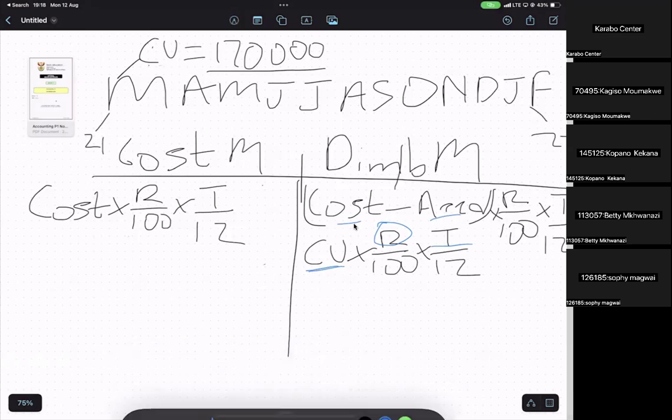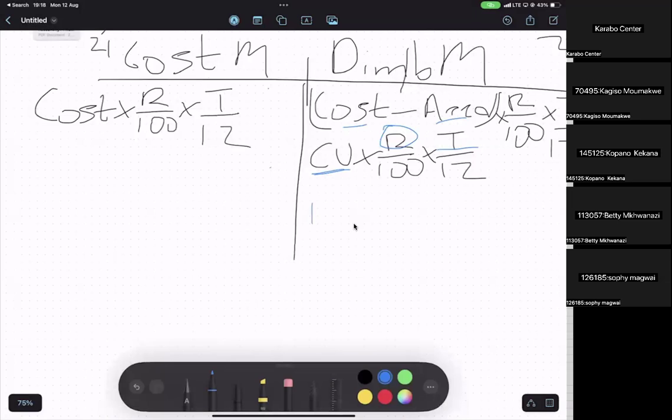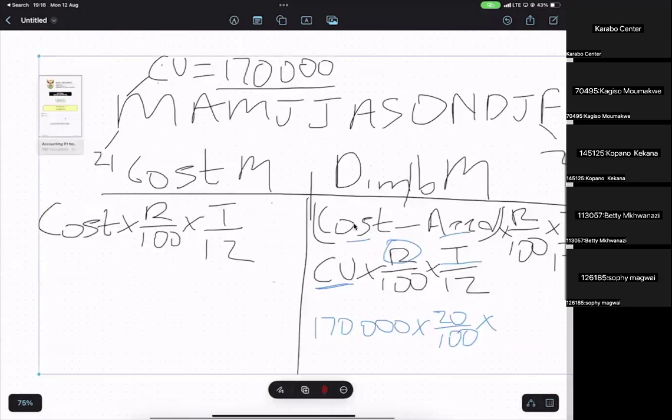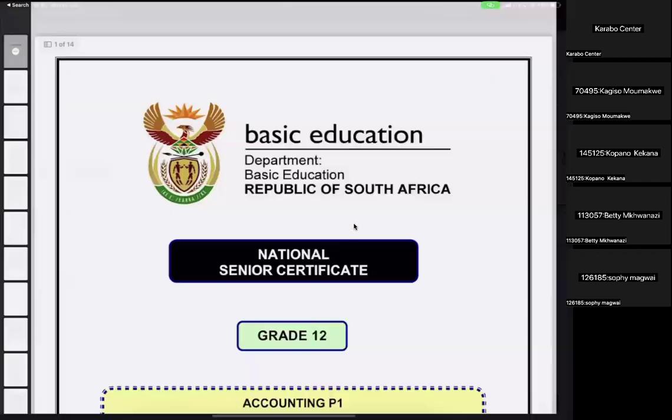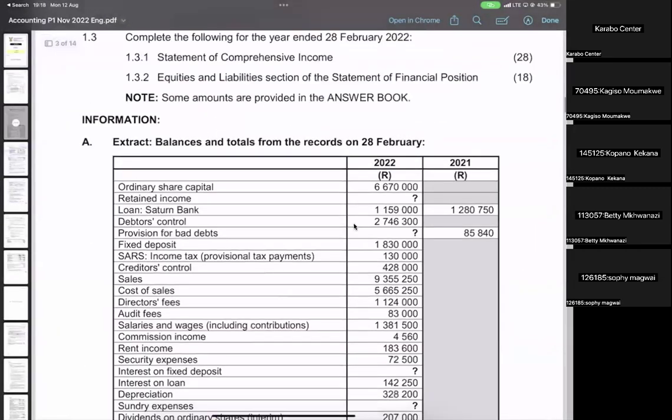So we already have our carrying value of 170,000 times the rate, which is given at 20%. The only thing we are going to calculate now is the time, the period. So let's go back and see when it was sold.